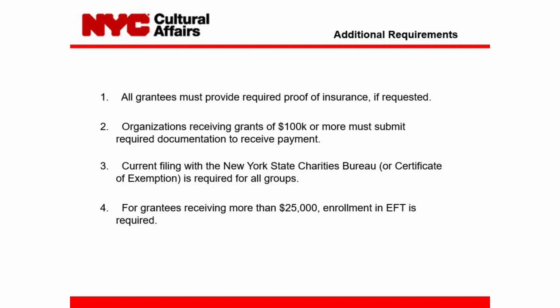2. If you receive a grant of $100,000 or more, you are required to submit insurance documents to receive your initial payment. 3. All grantees must be current in filing with the New York State Charities Bureau or have a certificate of exemption. This applies to all groups without exception. And 4. If your award is more than $25,000, you are required to enroll in electronic funds transfer via PIP, the Payee Information Portal. More about that in a moment.